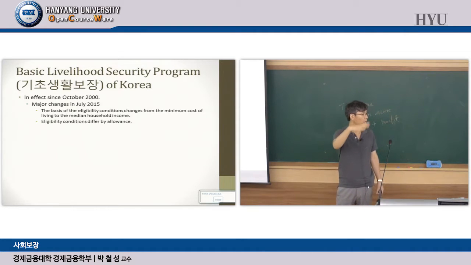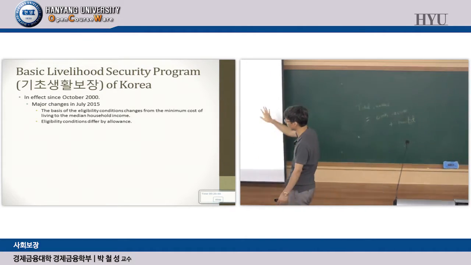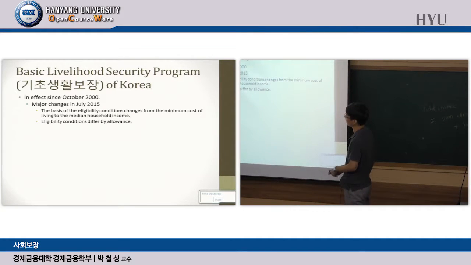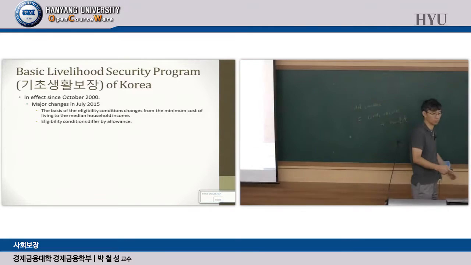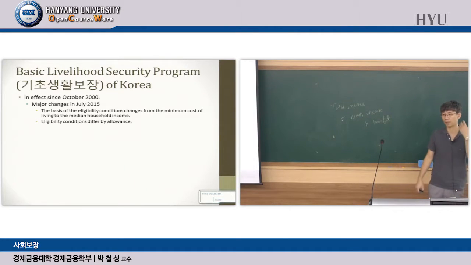And if your income is above that level, you are not eligible for any allowance. It's all or nothing. But since July 2015, they changed it so that each allowance has its own eligibility condition line. Let me give you what they are later. So it's much more flexible. Up to July 2015, it was simpler but inflexible. Since 2015, it became a little more complicated, but more flexible.